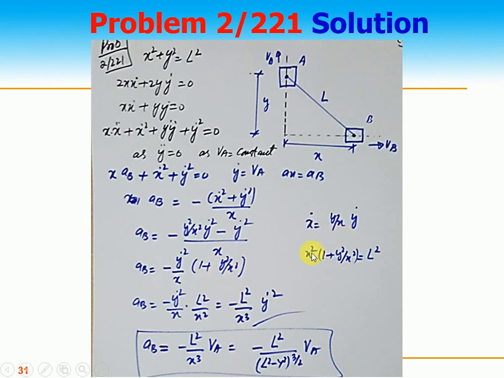Now here we also know that x square plus y square is equal to L square from here. So I put the value here, further simplify, and find AB equals minus L square minus y square to the power of 3 by 2 times VA. If VA is known, L is known, y is known, I can find, of course, the acceleration of B.